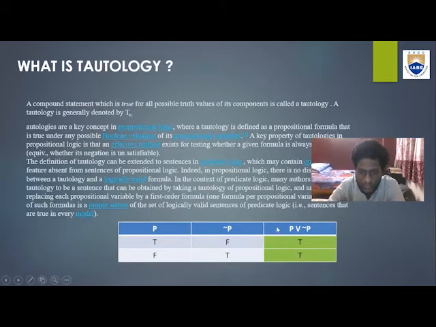In both cases, P or negation of P: true and false, we get true. Here false and true, we get the value true, which means the value is true under all its components. So it satisfies tautology.